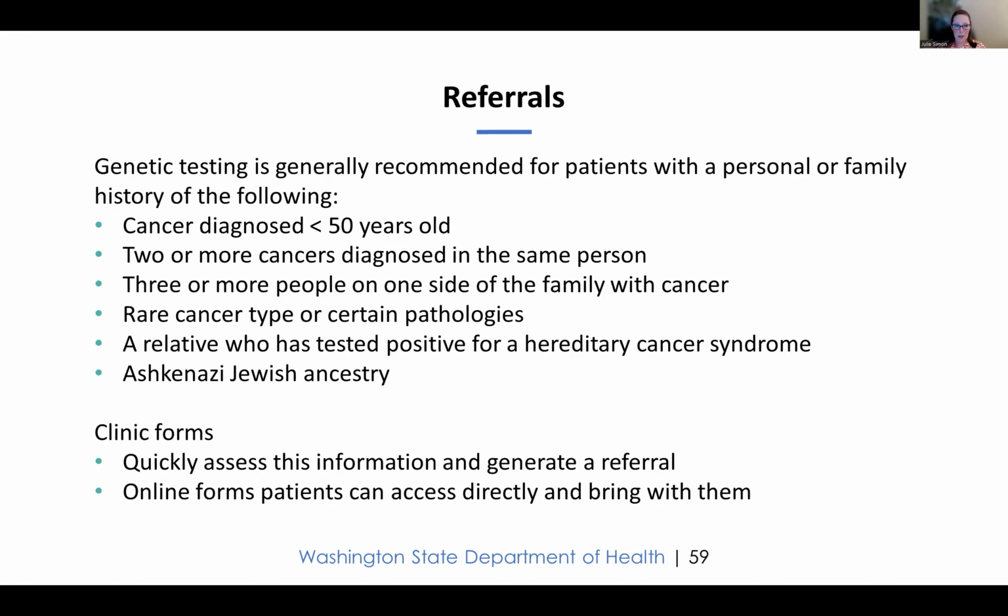Okay, and then how to use all of this information. Like I said, this should be sounding very familiar by now, but generally anyone diagnosed at younger than 50 would meet criteria or should have a referral. 2 or more cancers, 2 primaries in the same person, 3 or more on the same side of the family in either side, rare types or certain pathologies that have already been outlined. Someone who's tested positive in the family would be enough for a referral. Certain ethnic backgrounds would meet that criteria.